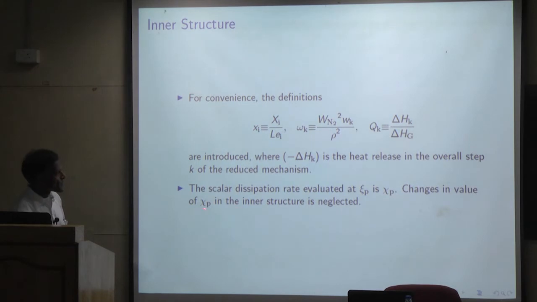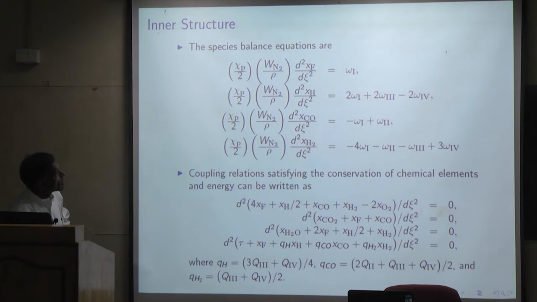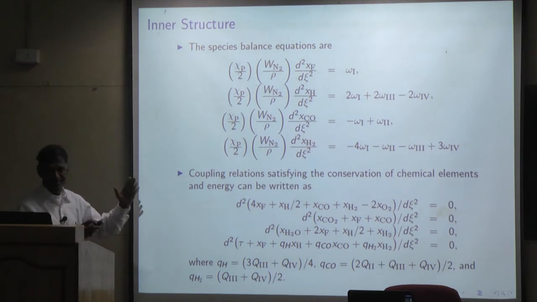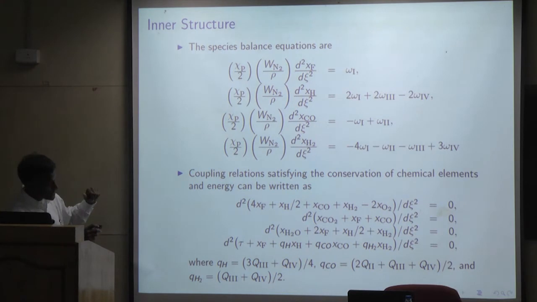The other thing we have said is that we evaluate the scalar dissipation rate at psi p, and then of course small changes in the reaction zone are neglected. So that's the outer structure. The outer structure has been constructed. We know what the outer structure is, based on element conservation and the energy conservation equation. Now we're going into the reaction zone structure.